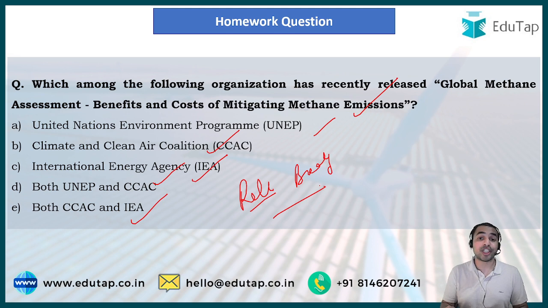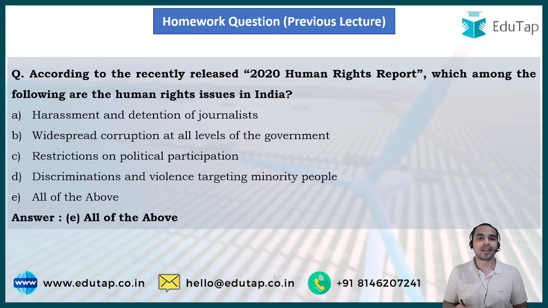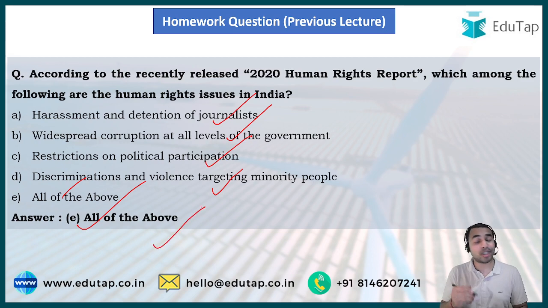And now let us move on to the homework question from the previous session. So guys, the homework question from the previous session was, according to the recently released 2020 Human Rights Report, which among the following are the human rights issues in India? And guys, the right answer is option E, that is all of the above, as the harassment and detention of journalists, widespread corruption at all levels of the government, restrictions on political participation, discrimination and violence targeting minority people are all the human rights issues which India is facing. And that's why option E becomes the right answer to this particular question.